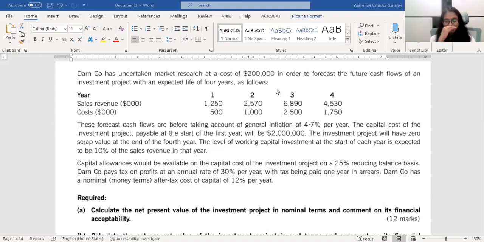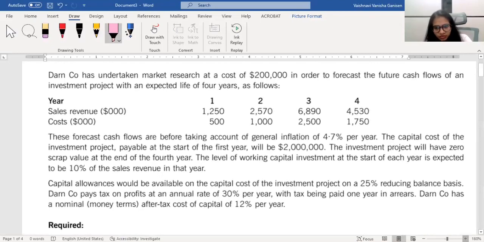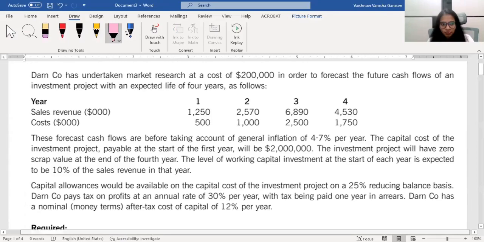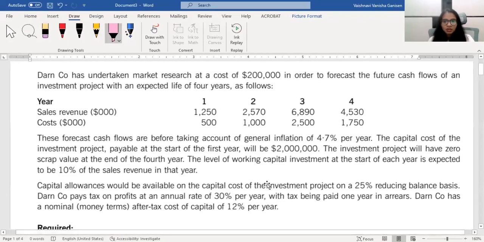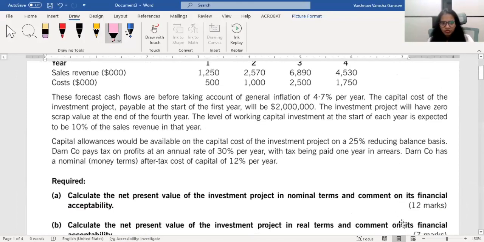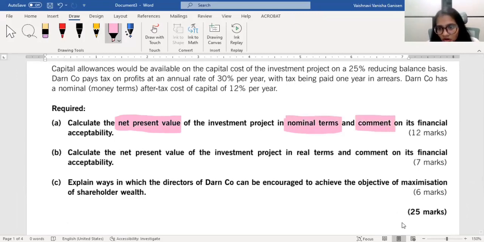Okay, so let's start with Danko. The examiner asked us to, guys, maybe I should make it a little bit bigger, fill up the empty spaces that I have. Yeah, all right. Okay, so the examiner asked us to calculate the net present value of the investment project in nominal terms and comment on the financial acceptability.